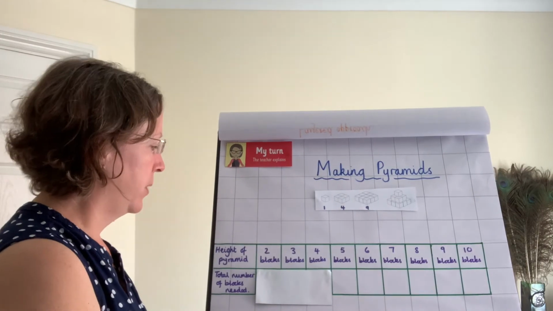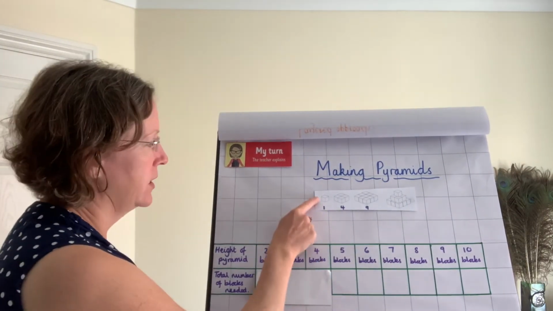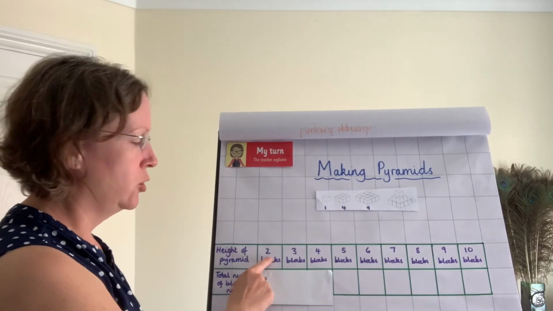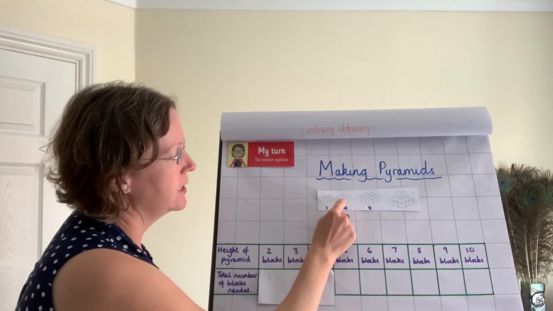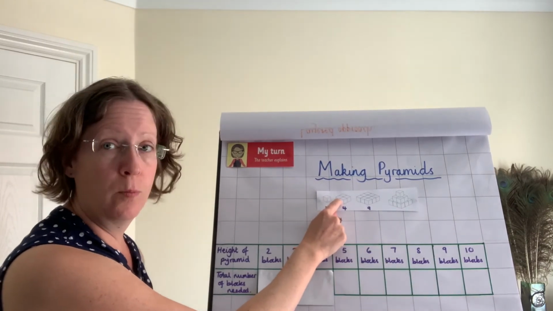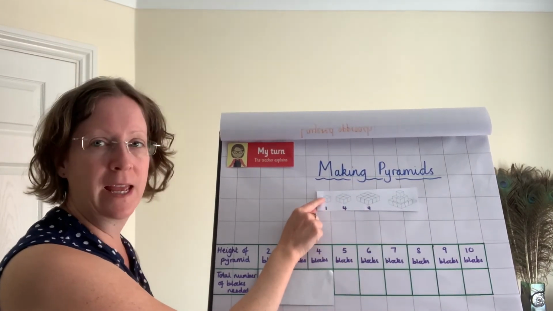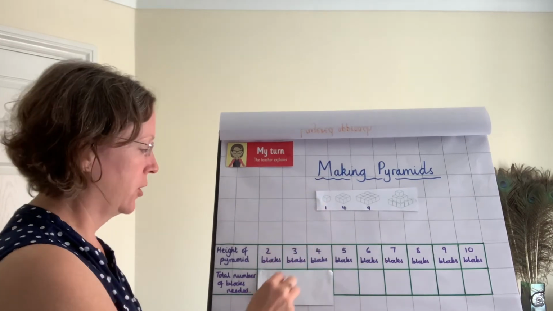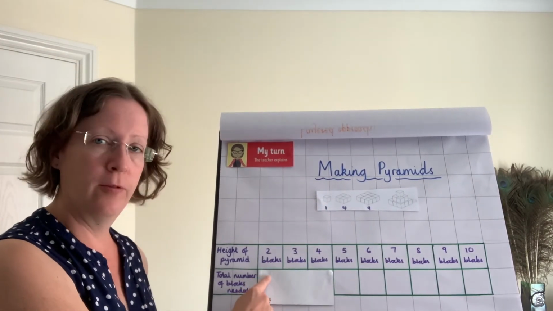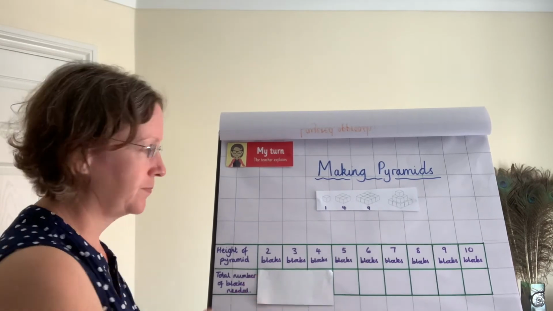If it was going to be 1 block high, you would need 1 chunk of stone. If it was going to be 2 blocks high, you'd need this layer here, which is a 2 by 2, which gives you 4 blocks, plus this top layer here, which would be 1 block. So you would need 5 chunks of stone, 5 in there, for a 2 block height pyramid.